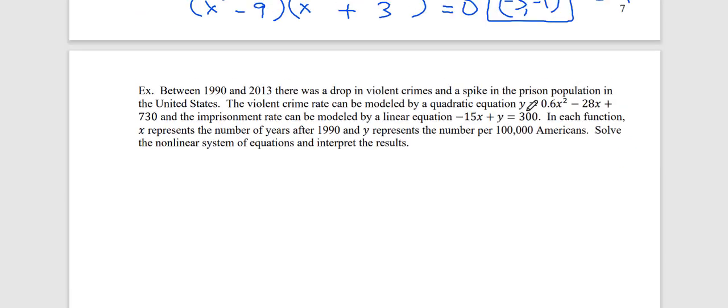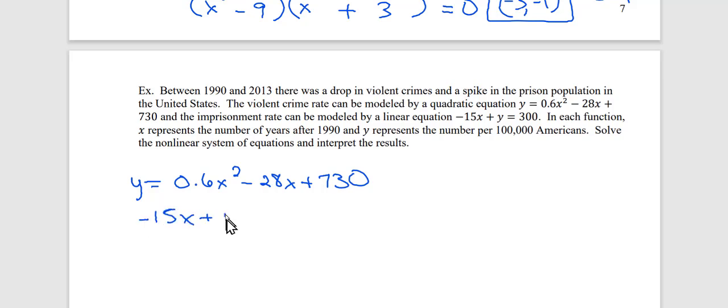Okay, let's look at this application here. Between 1990 and 2013, there was a drop in violent crimes and a spike in the prison population in the United States. The violent crime rate can be modeled by the quadratic equation y equals 0.6x squared minus 28x plus 730. Imprisonment rate can be modeled by the linear equation -15x plus y equals 300.